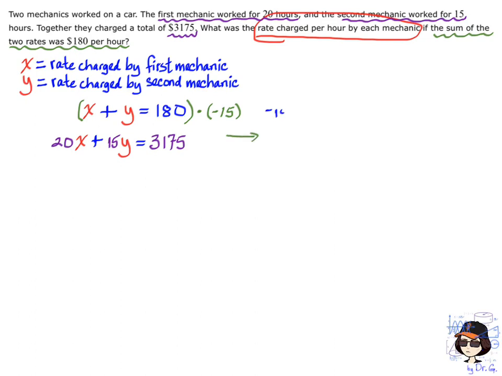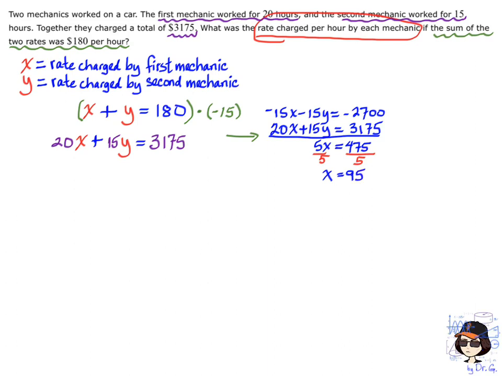So now let's rewrite the two equations. The first one is negative 15x minus 15y equals negative 2700. 180 times negative 15 is negative 2700. And the second equation, I'm just going to rewrite it the way it is. And now I'm going to add those two together. And I get 5x equals 475. Okay, and so now I just have to divide both sides by 5, and I get x is 95.